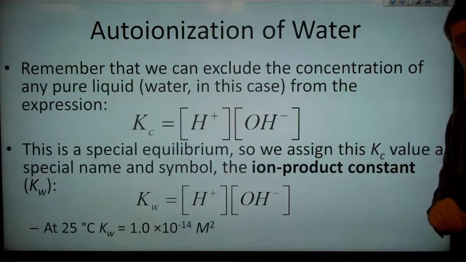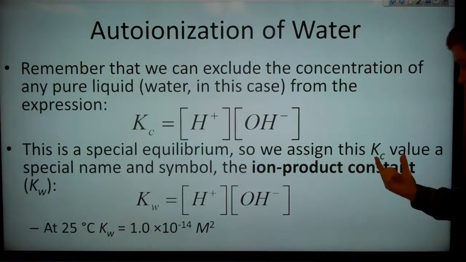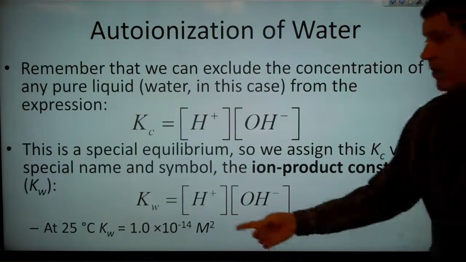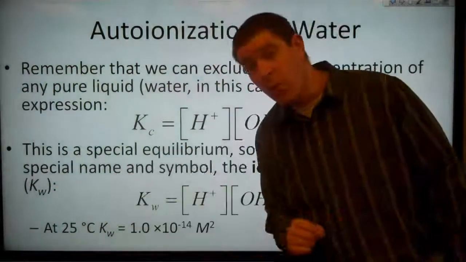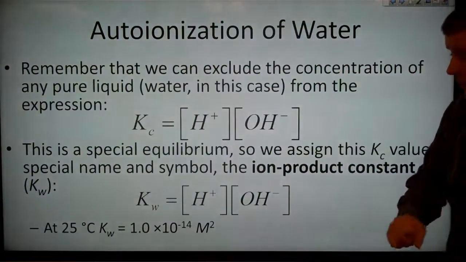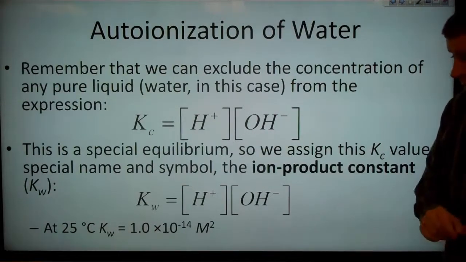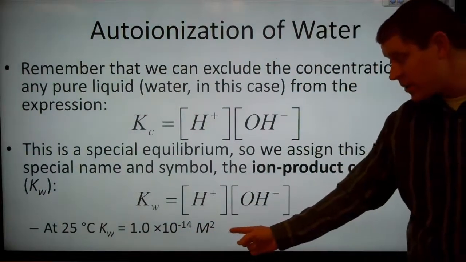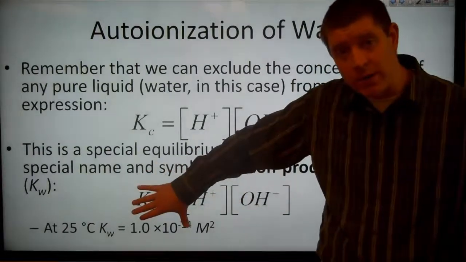This reaction happens all the time, and we refer to it a lot. And so we're going to assign this Kc value a special name and symbol. We're going to give it the name, the ion product constant, and we're going to write it as Kw. So this is the dissociation of water, the autoionization of water. So Kw is equal to the concentration of H+ times the concentration of OH-. And at 25 degrees C, the value of Kw here is 1.0 times 10 to the minus 14 molar squared. That's what our units are. You need to remember this 1.0 times 10 to the minus 14.